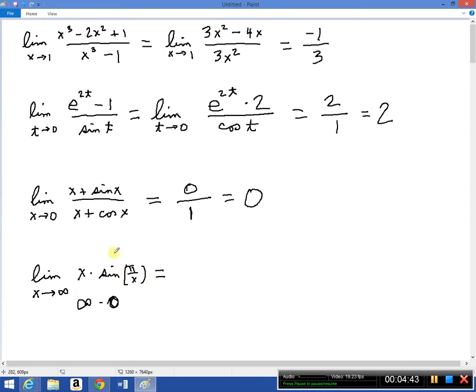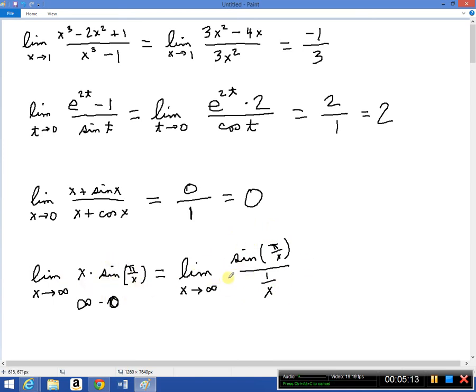So we turn this into a quotient so that L'Hopital's rule can apply, and we can put either one of them on the bottom, but it seems to me that it makes much more sense to put x down on the bottom. So this is going to be the sine of pi over x on top, and on the bottom, x pushed down to the bottom becomes 1 over x. Just do a quick check on this. If you simplify this fraction, multiply top and bottom by x, you will end up with that.